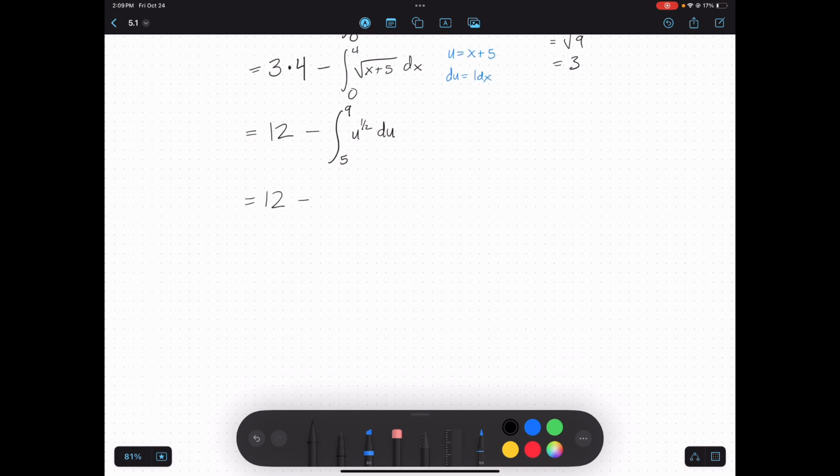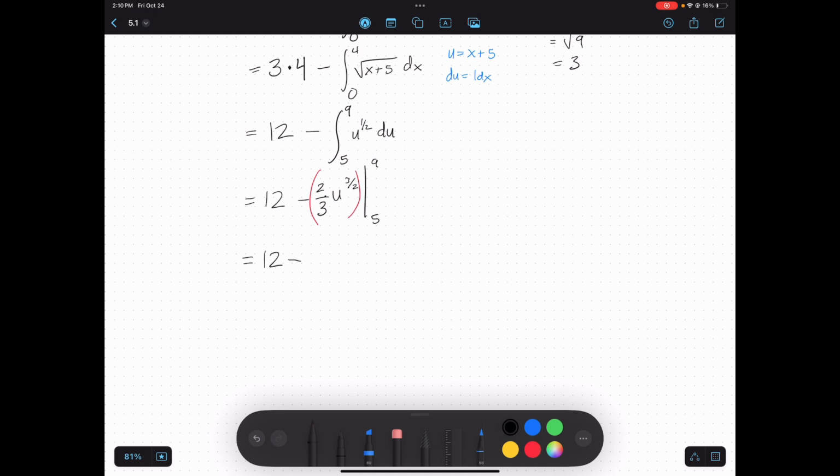So I get 12 minus the antiderivative of u to the 1/2, which is u to the 3/2 over 3/2. I don't like dividing by fractions, so I'm going to switch this to multiplication. So this is the same thing as multiplying by 2/3. And that needs to be evaluated from 5 to 9. Now just be careful. Remember, that's the only thing that's evaluated from 5 to 9, because that's my actual antiderivative. The 12 is still just left over from P times Q.